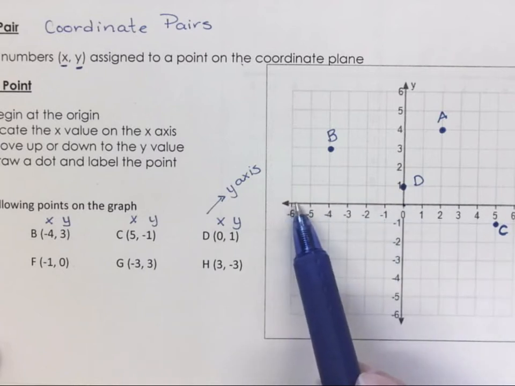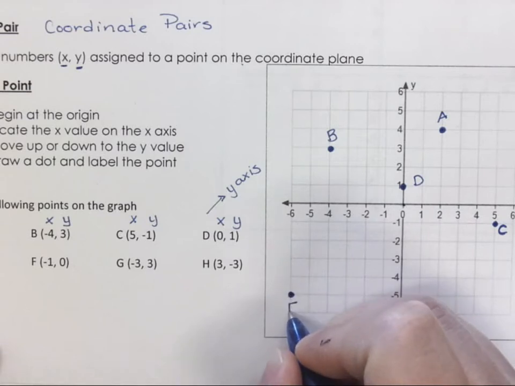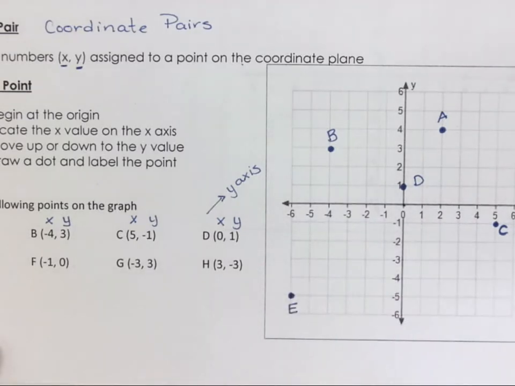Okay, so point E is negative 6, so I start at 0, I go all the way over to negative 6, and then I go down to negative 5. So this point here is point E. So this is actually a question similar to what we're doing in the assignment, so make sure that you are paying attention and you feel comfortable with it.